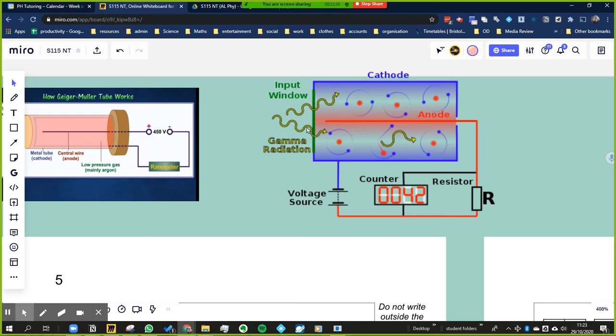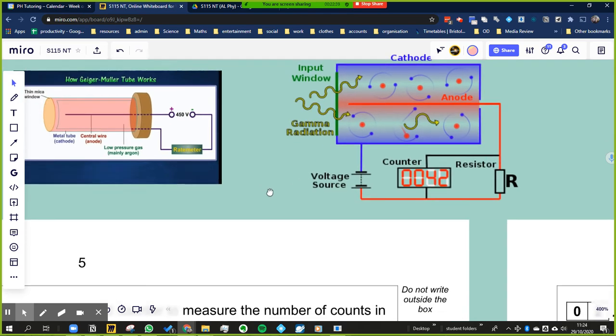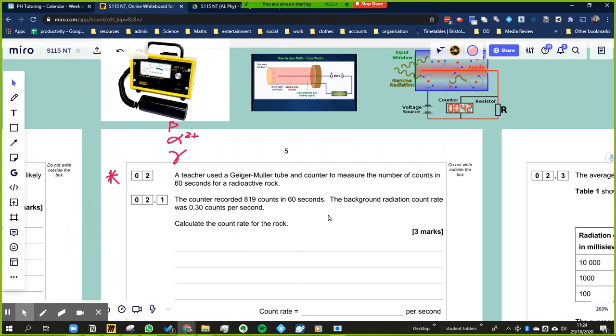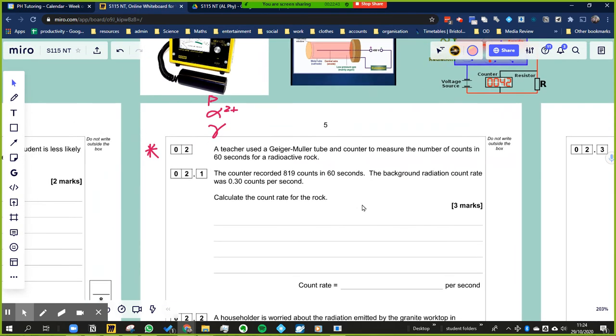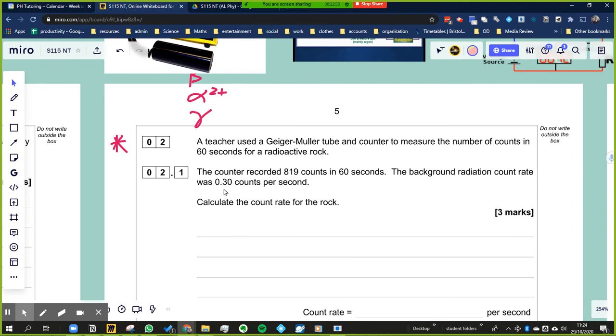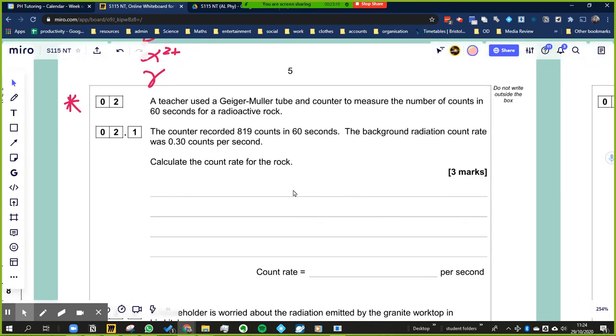If there's radiation, the count meter measures a count. What we're saying in this question is the background radiation. In other words, we're always going to get a certain amount of radiation, because there's radiation everywhere, whether we're near anything specifically radioactive or not. Then the normal one is 0.3 counts per second, and the count reader measures 819 in 60 seconds. What is the count rate for this particular rock?